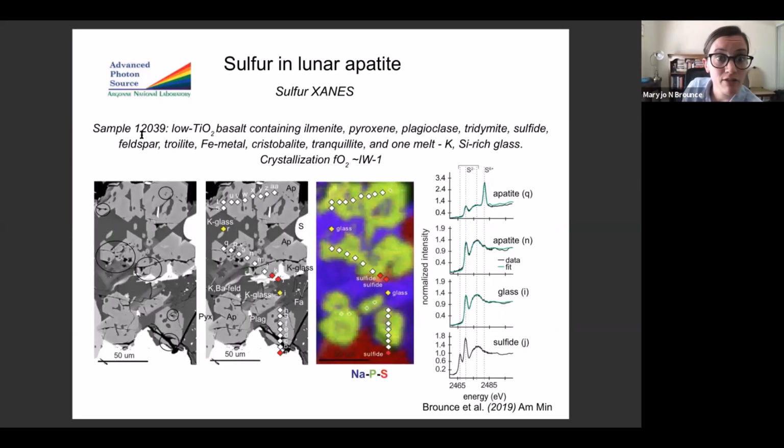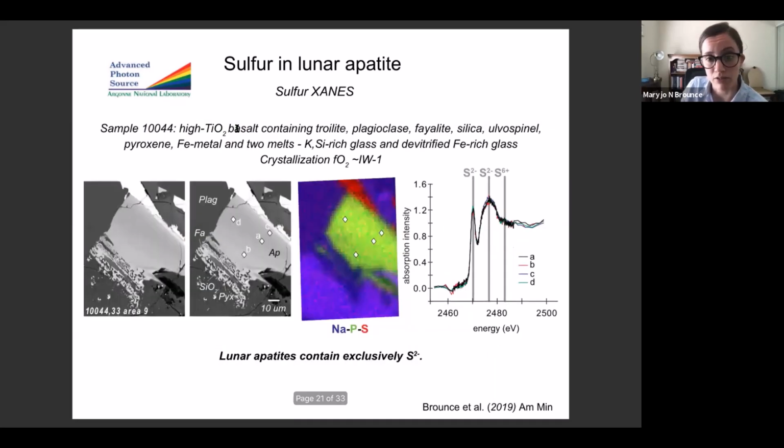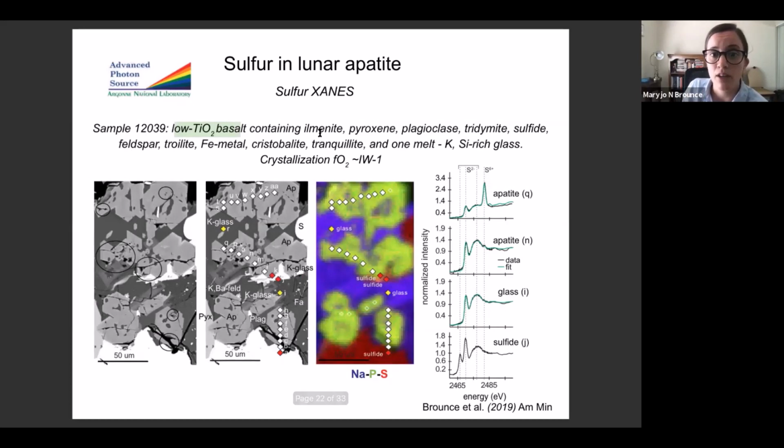We can look at a different rock. Here's an Apollo 12 rock. By this point, the prefix 12 lines up with the mission numbers. Rock number 39 is a low titanium basalt, so it has a slightly different major element chemistry. Again, it contains a variety of phases that indicate very low activities of oxygen during crystallization, including ilmenite, the lack of ferric iron oxides in the rock, and again the presence of iron metal blebs.